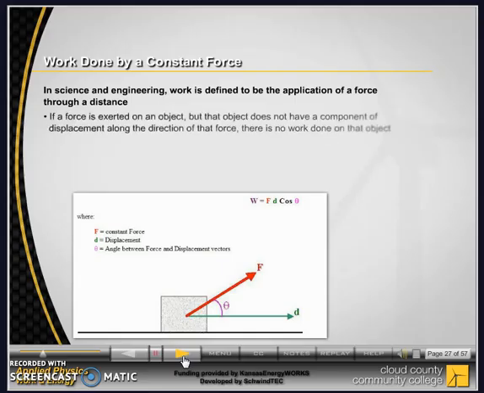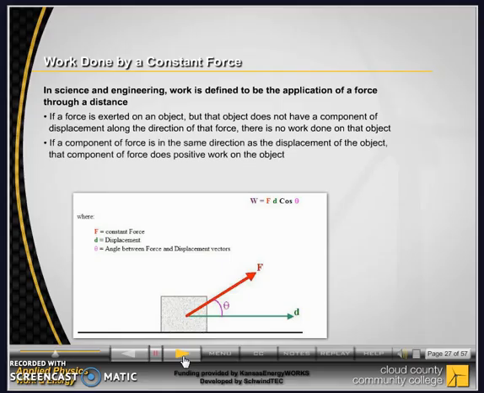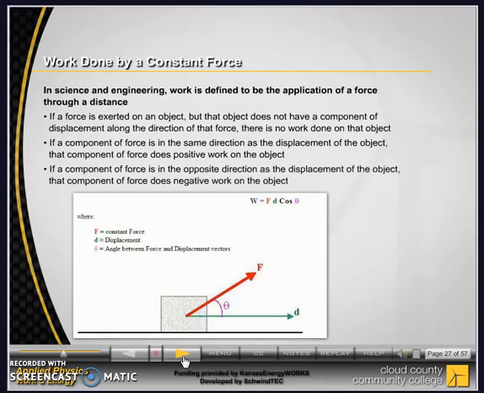First, if a force is exerted on an object, but that object does not have a component of displacement along the direction of that force, there is no work done on that object. Moreover, if a component of force is in the same direction as the displacement of the object, that component of force does positive work on the object. If a component of force is in the opposite direction as the displacement of the object, that component of force does negative work on the object.